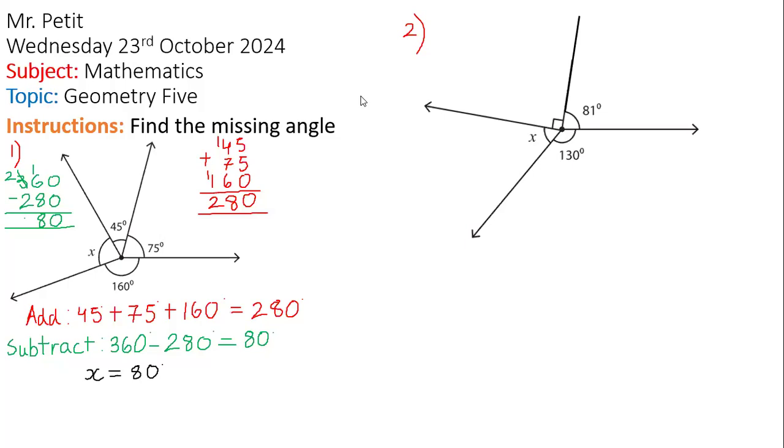I don't know what y'all are talking about. All I see is 81 and 130. Mr. Petit, do you need my glasses? Really? Mr. Petit, I know what you're doing. He's being tricky.